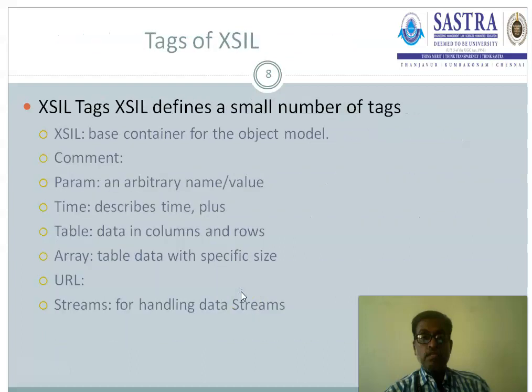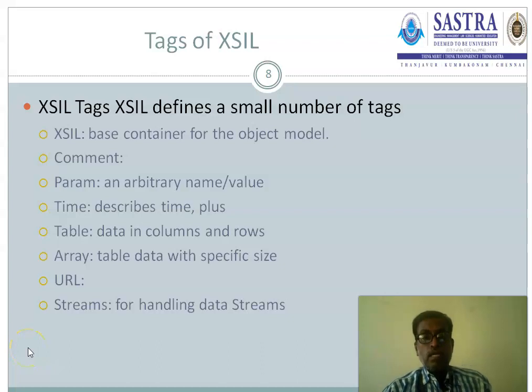And then tags of XSIL: comment, param, time, table, array, URL, streams. These are all the tags available for the creation of XSIL. XSIL is used as the root tag. It is the base container for the object model. We are creating all contents in the form of an object model, so XSIL is used as a base container for the object model.